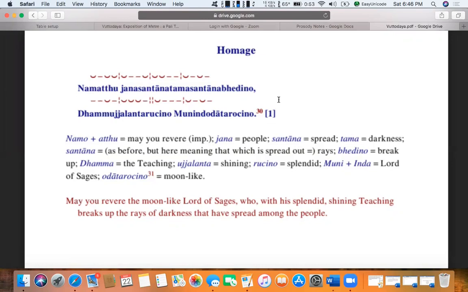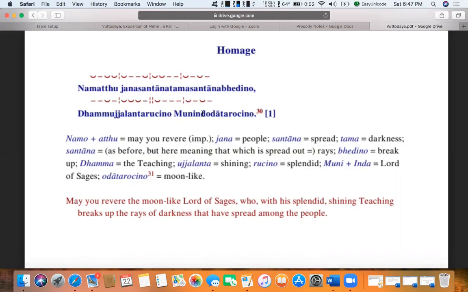So here, to give a brief explanation, Namattu is Namo Attu, Namo meaning homage or respect. Attu may be Jana Santana Tama Santana Bhedino Dhammujjalanta Ruchino Munindodata Rochino. Actually, Munindodata Rochino refers to Buddha, and these two words, Jana Santana Tama Santana Bhedino and Dhammujjalanta Ruchino, are adjectives or modifiers for this word. So here, Munindodata Rochi: Muninda, we know, is a similar word for Buddho, Dasabalo and so on.